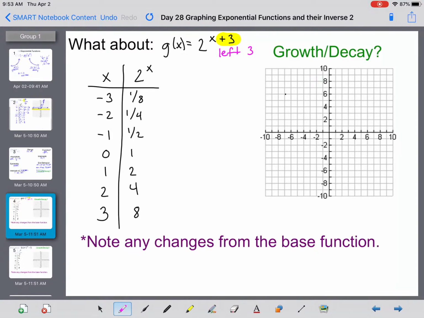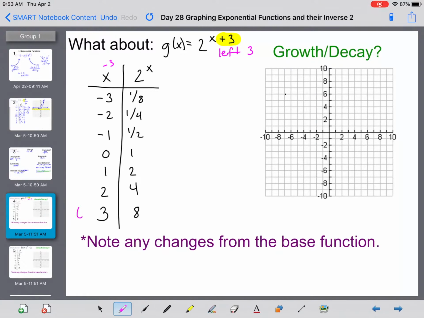So what does that mean in terms of our table? Notice I've just cut and pasted my table over here. If I'm moving the graph left 3 units, that means I need to take away 3 from each of the x values. That's how you move something to the left 3 units.